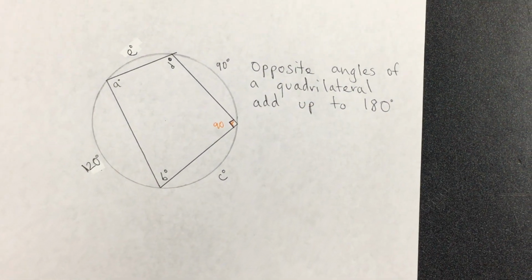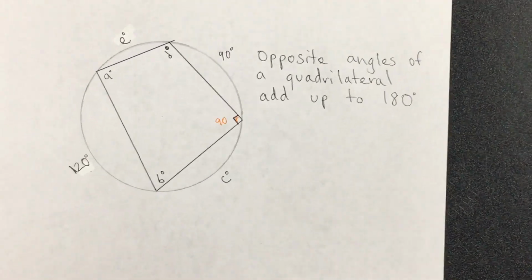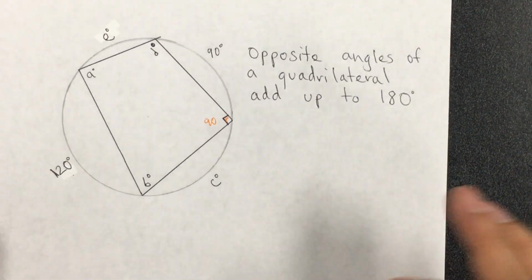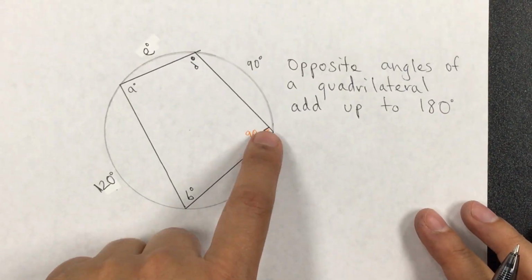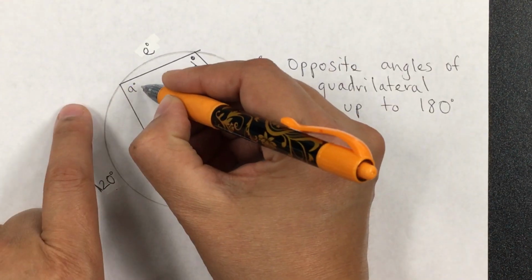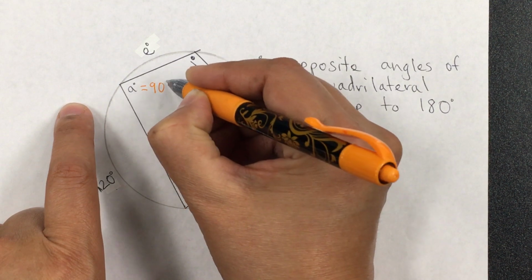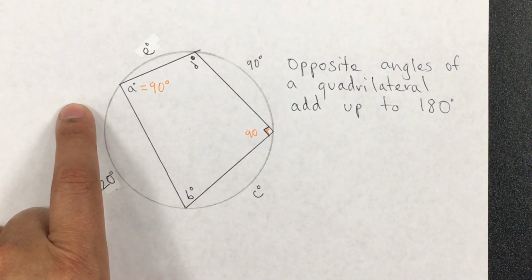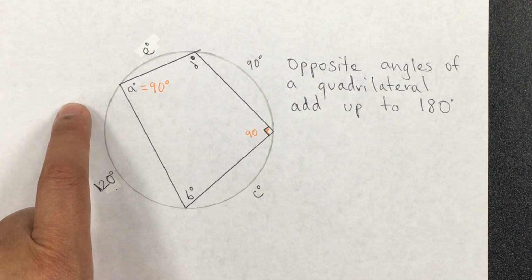So if this is 90 degrees already, because of this marking, let me see if I can zoom a little bit. There you go. So if this is 90 degrees, the opposite is going to be 90 degrees, because 90 plus 90 equals 180.